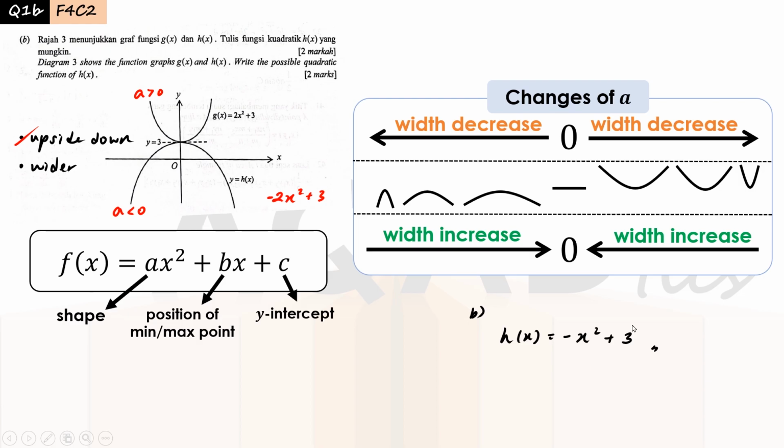Alright, but your answer may be different from mine, right? Because here in the question it says possible quadratic function. So it means there will be a lot of answers for this question, but you need to satisfy the only condition here, which is the value of a must be between -2 and 0. Right? If you achieved this condition, then technically you have your marks.